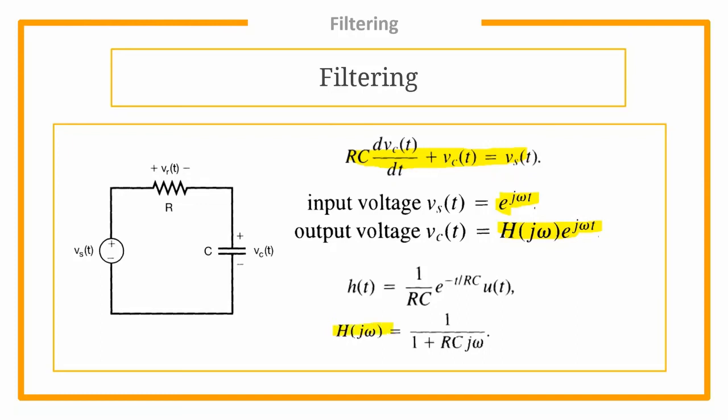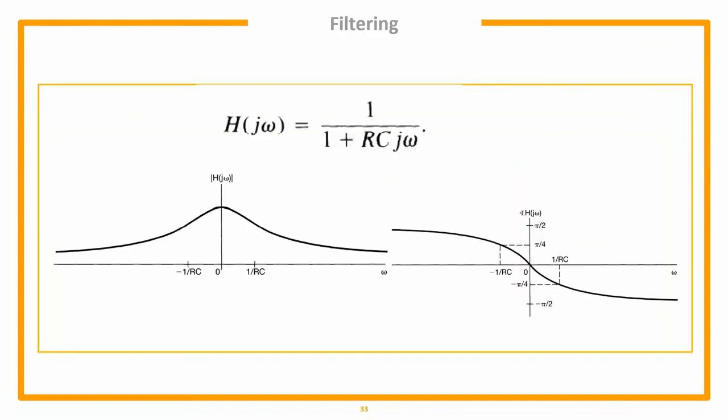we find the Fourier transform for the system as 1 by 1 plus RC j omega. Now that we have got the expression for frequency response, we plot the magnitude of frequency response against omega and phase of frequency response against omega. Well, what we observe in the magnitude versus omega graph is we could restrict or limit the frequencies that contribute to the frequency response. Well, this is called filtering.